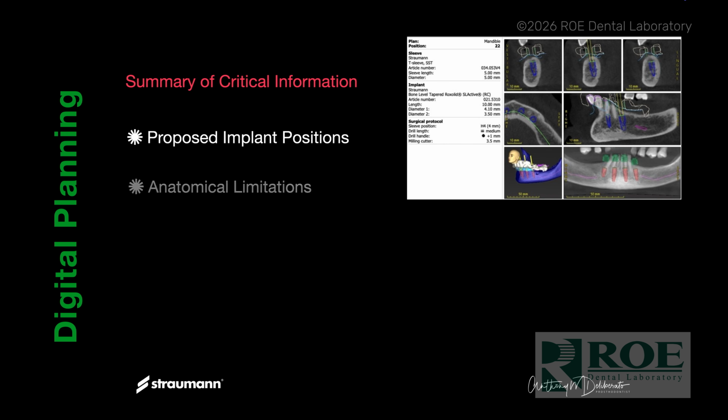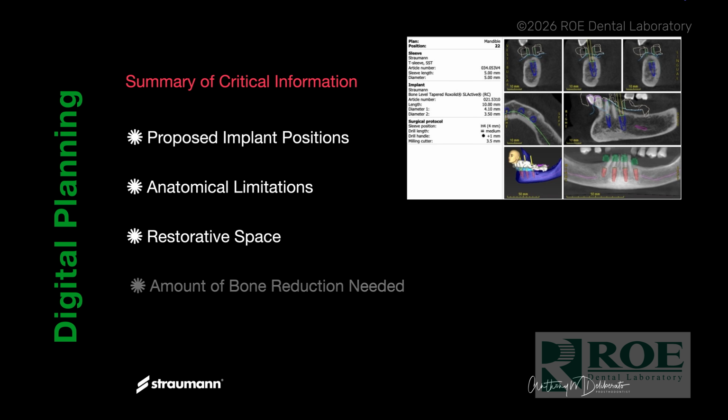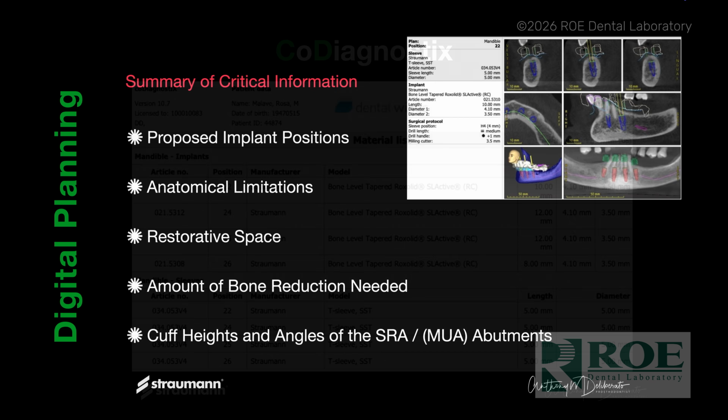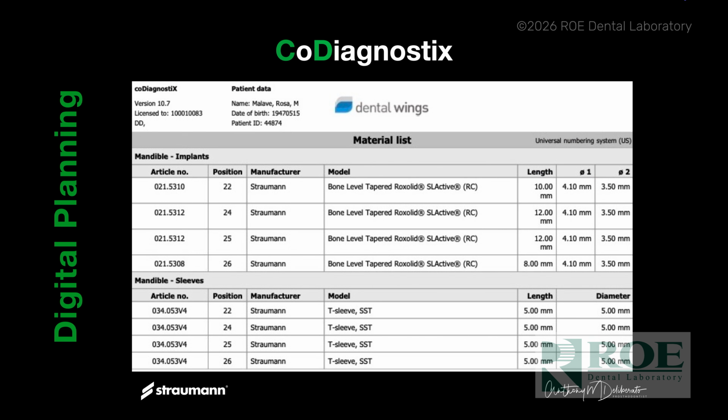The information that we get from these plans is the proposed implant positions, any anatomical limitations. We can measure the restorative space. We can measure the amount of bone reduction needed. And we can determine the cuff heights and the angles of the SRA or MUA abutments. They're going to give us a detailed summary of everything we need, the reference numbers, so that we're not missing something on the day of surgery.